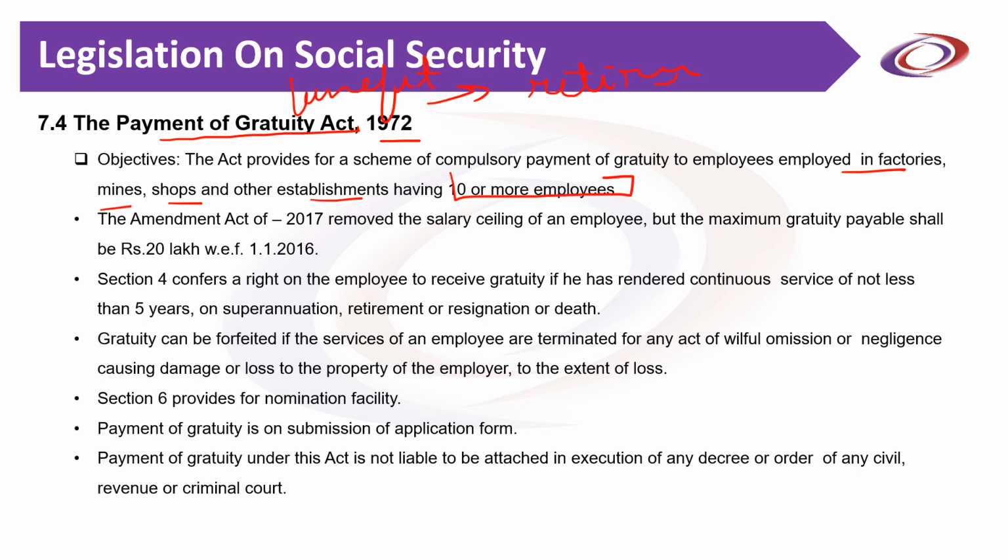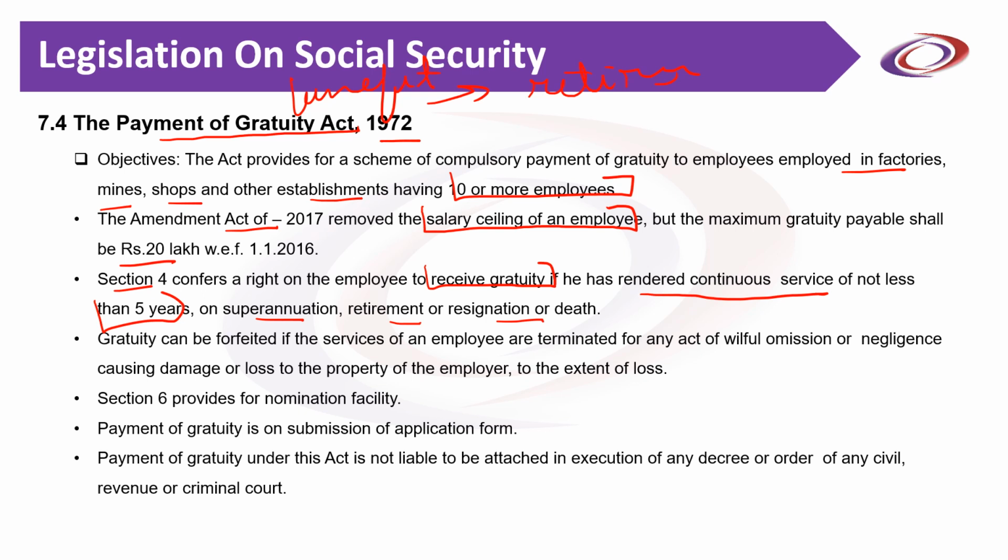Herein, the Amendment Act of 2017 has removed the salary ceiling of an employee. But the maximum gratuity that is paid has a ceiling of rupees 20 lakh. Section 4 confers a right on the employee to receive gratuity if they have rendered continuous service of not less than 5 years on superannuation, retirement, or resignation. So if they have given 5 years of continuous service to an organization, they have the right to receive the gratuity on their superannuation, retirement, resignation, or even death. On death, the family members will be paid the gratuity.